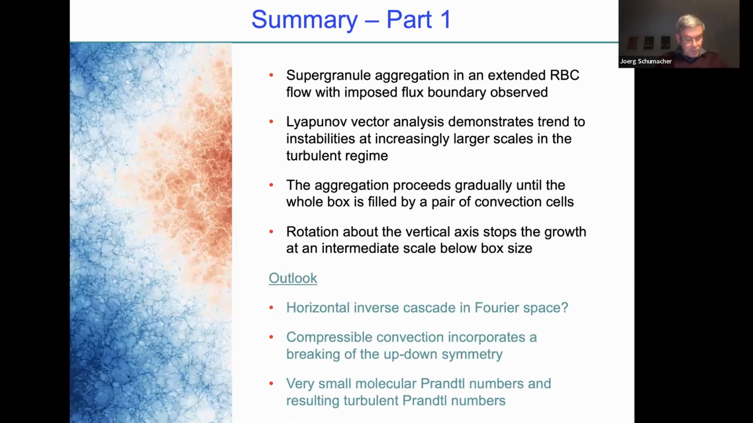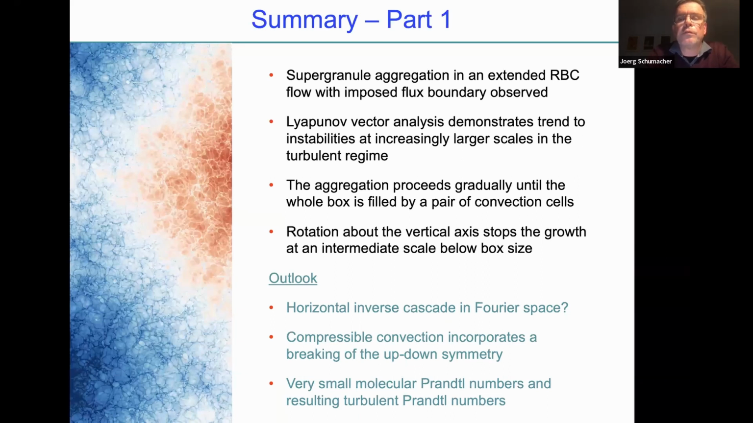Okay, that brings me to an end of the first part of my talk. And we have seen that a supergranular aggregation can be observed in an extended and very simple Rayleigh-Bénard convection flow when we impose constant flux boundary conditions and when we wait sufficiently long.